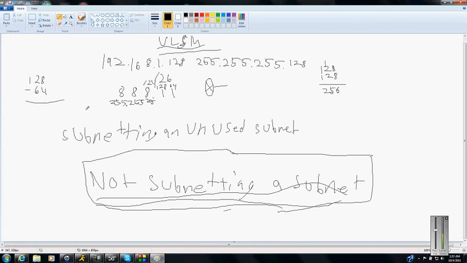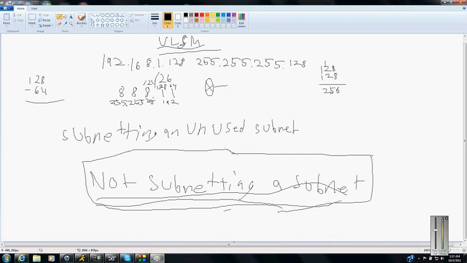So we could actually use the 0 subnet as long as it doesn't specify that we can't. If it's specified that we couldn't, then we'd have to use 192.168.1.64 as our subnetwork number, with a 255.255.255.192 mask. 128 plus 64 is 192. And we'd be using 192.168.1.64 for our subnet network number. Again, you could also use the 1.0 through 63 address range, since we're going up by 64.